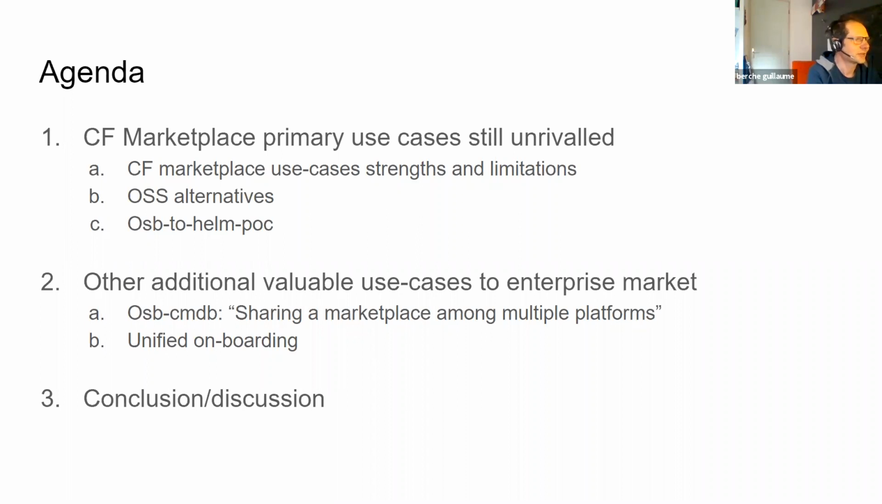Maybe just a status about the usual primary use case for the Cloud Foundry Marketplace, which is consuming managed services from application workloads, and making a status on their strengths and limitations from my point of view, and maybe looking at open source alternatives. And a POC I've been running, which is providing a web UI to consume the OSB Marketplace from Kubernetes, wrapping OSB as Helm charts. So I'll be showing some of these screenshots.